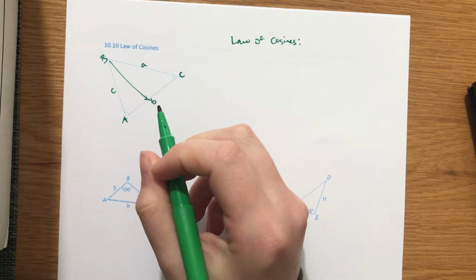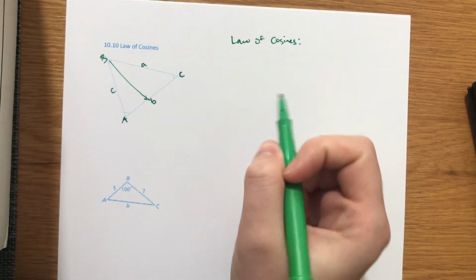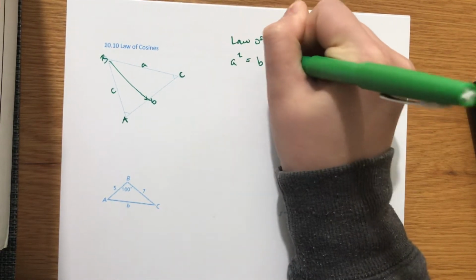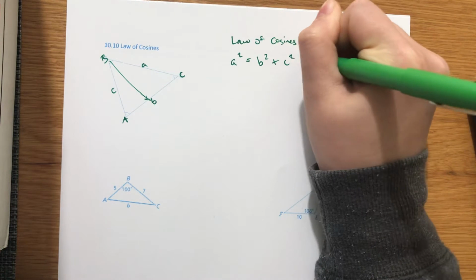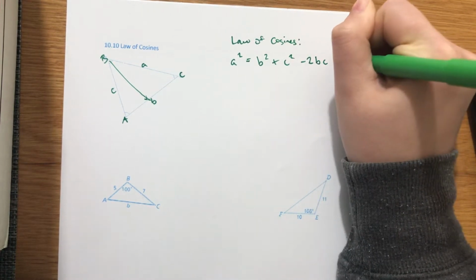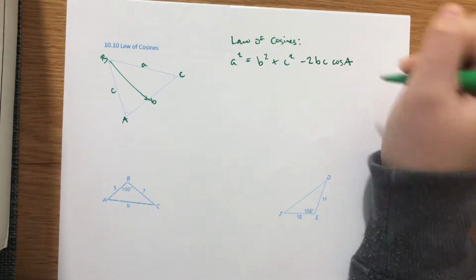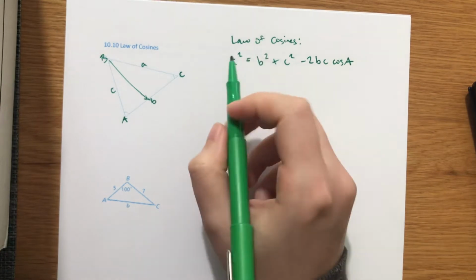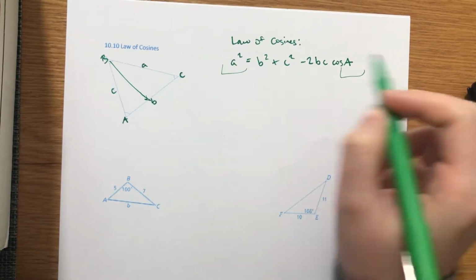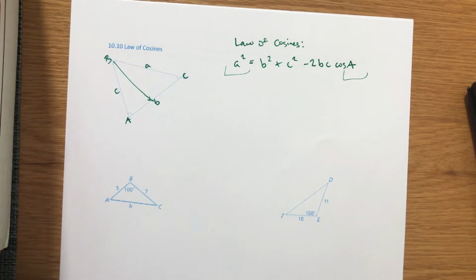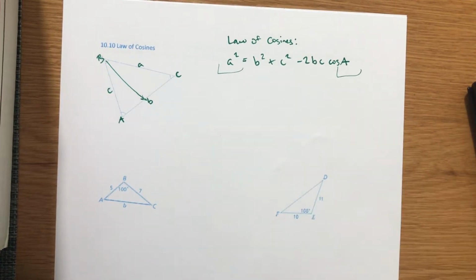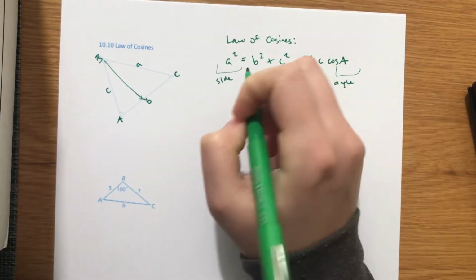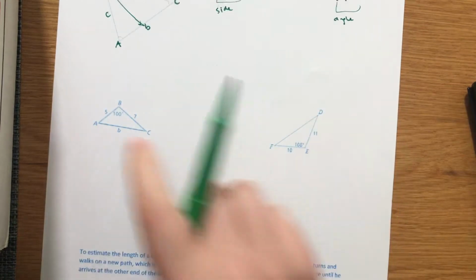So let's say, for example, that I need to know information either about side A or angle A. Well, the law of cosines formula would be A squared equals B squared plus C squared minus 2BC cosine of A. So this is the formula for law of cosines. If you wanted to solve for side length A or angle A, this is the formula you would use. And then you can change it up for B squared and C squared.